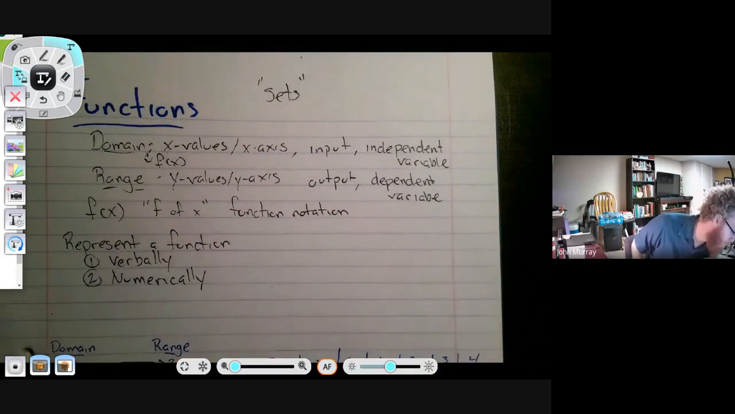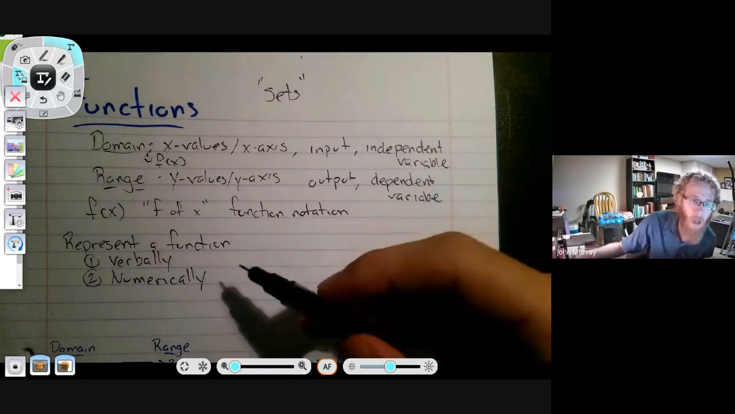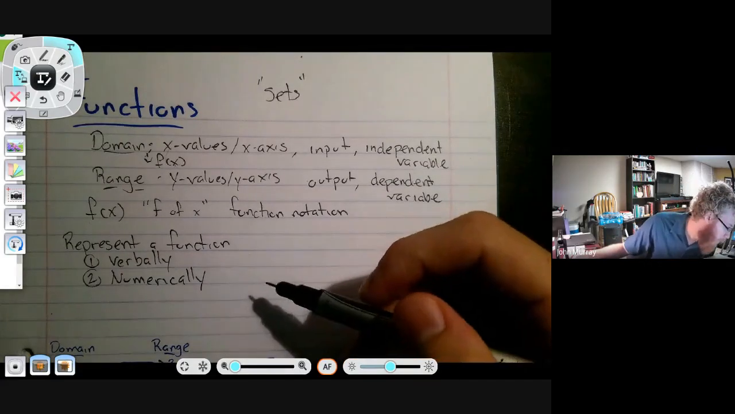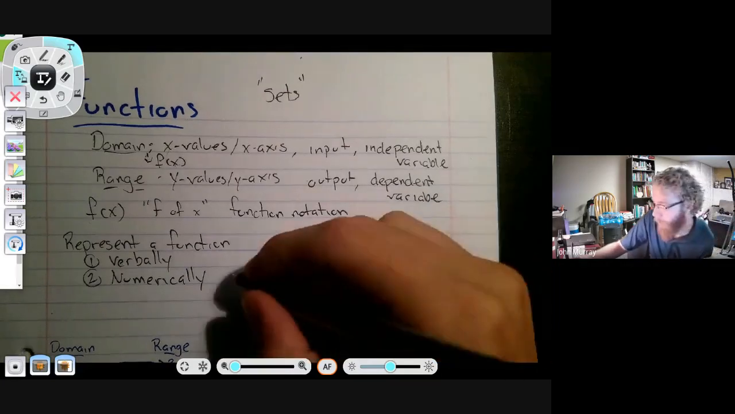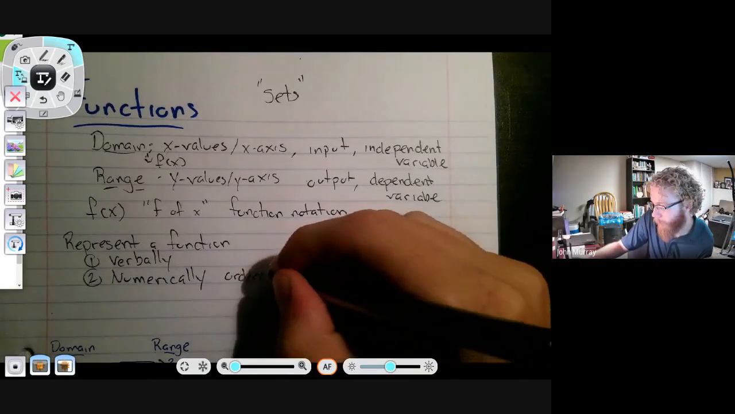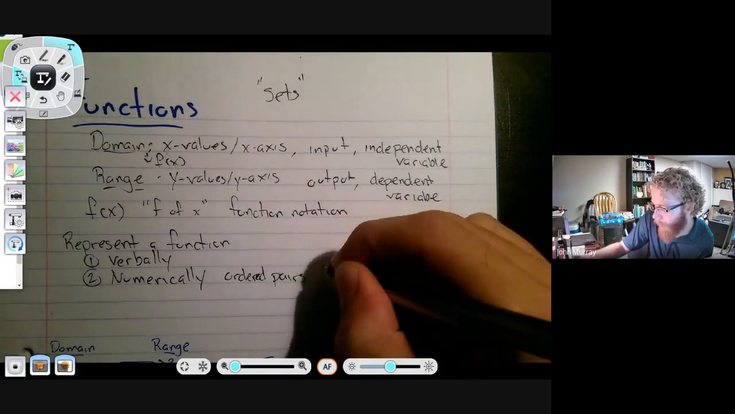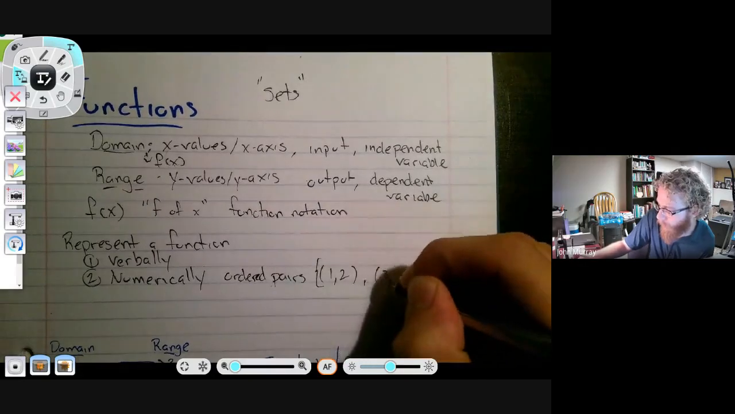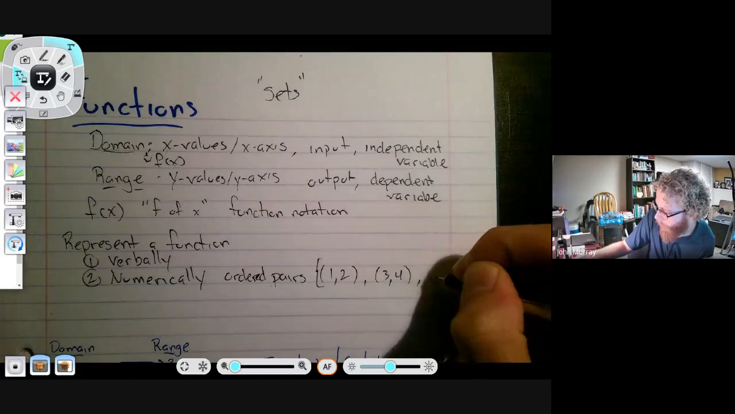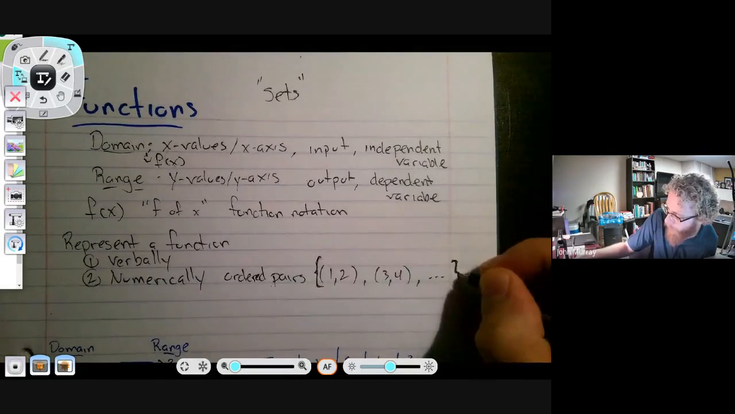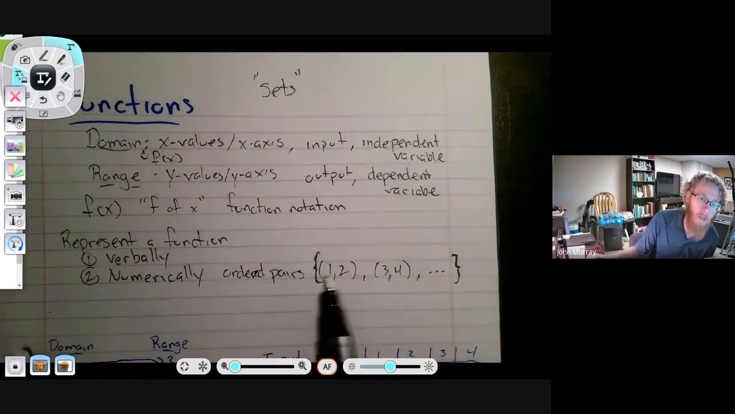The most common that we'll be doing is numerically. That would be either tables, right? You have your x and your y table, and ordered pairs. So that would be like (1, 2), (3, 4), so on and so forth. We use these fancy brackets to show that it's a set, okay?